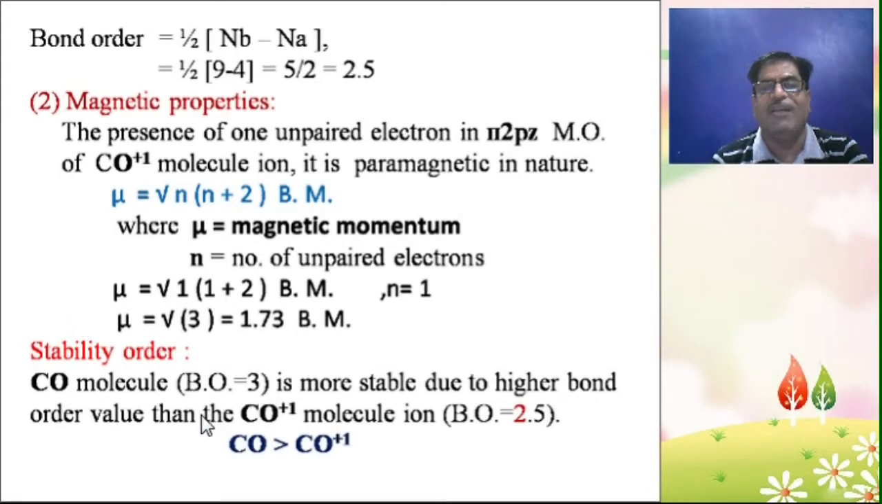Now what is the stability order of CO and CO+? The CO molecule, with bond order 3, is more stable due to its higher bond order value than the CO+ molecule ion, whose bond order is 2.5. So in the stability order, the CO molecule is more stable than the CO+ molecule ion.